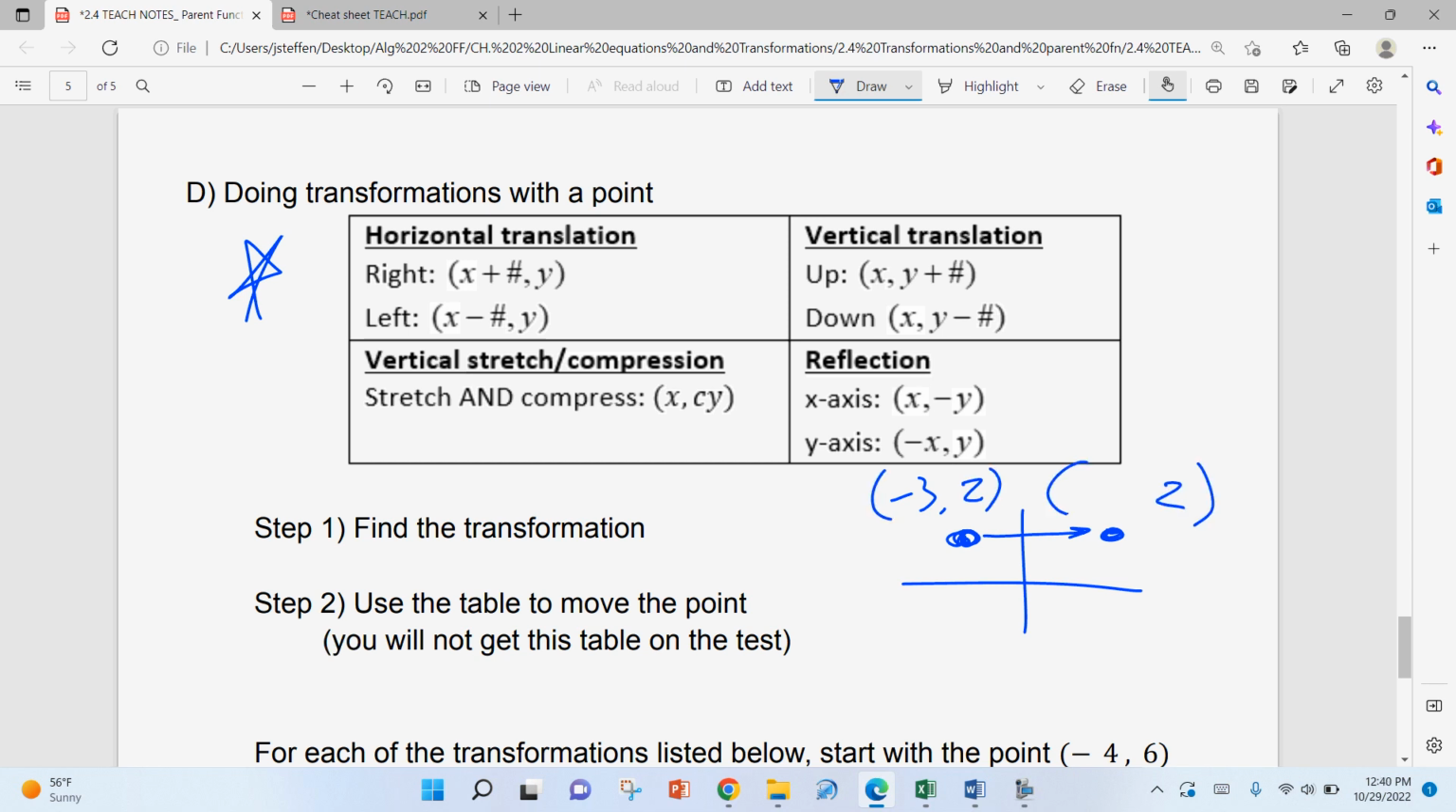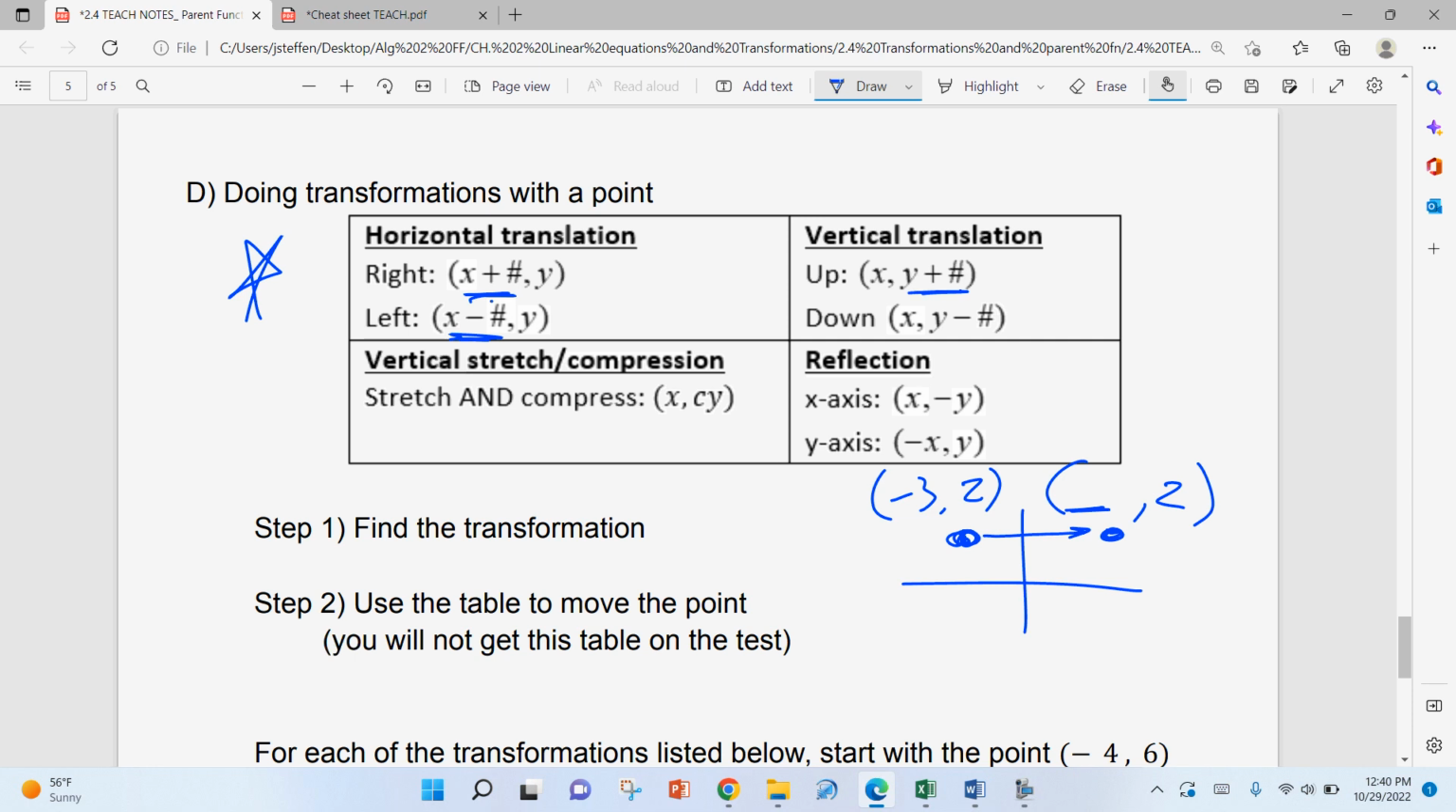It didn't go up or down, so the 2 is the same, the y value, but the 3 changes. We added something to that. And so it kind of makes sense if you think about it. If you're going to the right, you add it to the x value. If you go to the left, you subtract it from the x value. Now this one does make sense. Going to the right is adding, to the left is subtraction.